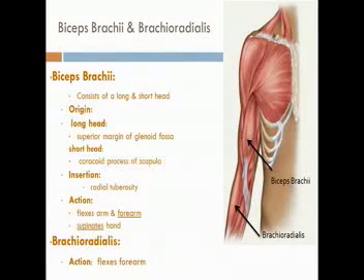So, biceps brachii consists of a long head and a short head. Their origins are, for the long head, the superior margin of the glenoid fossa, and for the short head, the coracoid process of the scapula. Both muscles insert onto the radial tuberosity, and their actions are to flex the arm and forearm, and these are the primary muscles that supinate the hand. Brachioradialis you only need to know the action of, and that's flex the forearm.